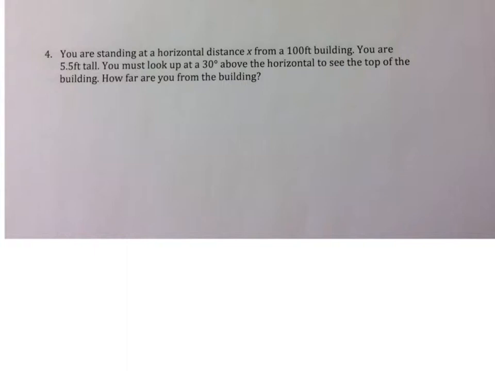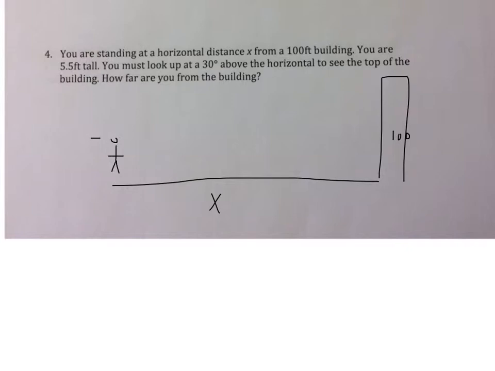All right, so you're standing at a distance x from a 100-foot building, and you're 5.5 feet tall, and you look, so let's assume your eyes are just at the top of your head. So you look up at a 30-degree angle to see the top of the building. How far are you from the building?